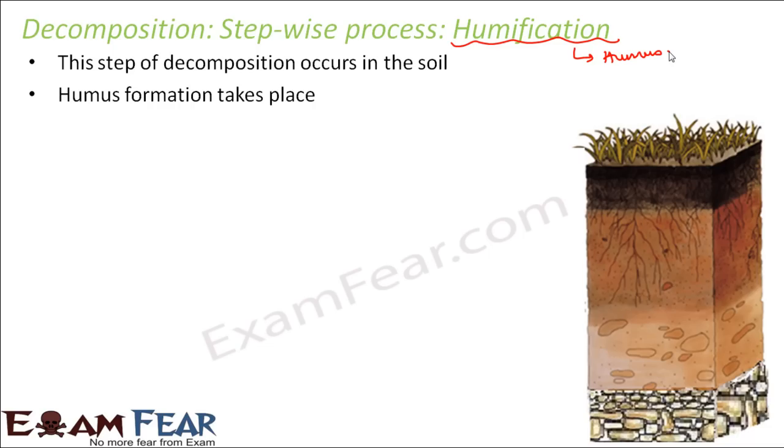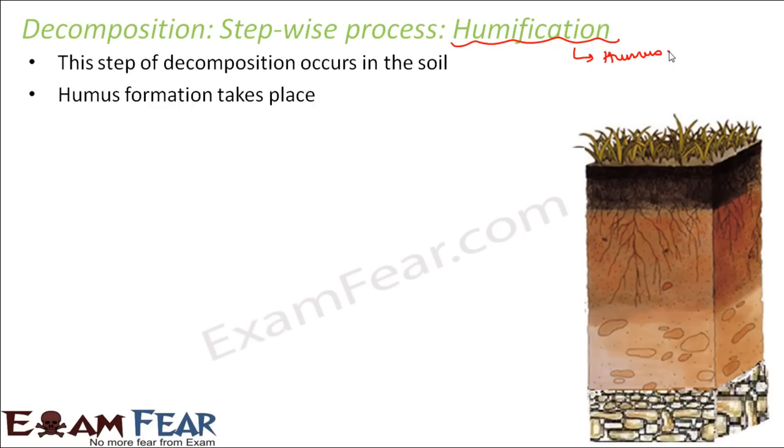In third step, those simpler particles, simpler in the sense the smaller pieces of particles, were further broken down so that they can be converted from complex to simplest form. So now they are all present in this simpler form, and they are all present inside the soil. Now inside the soil, from those simplest form of particles, humus formation will take place.